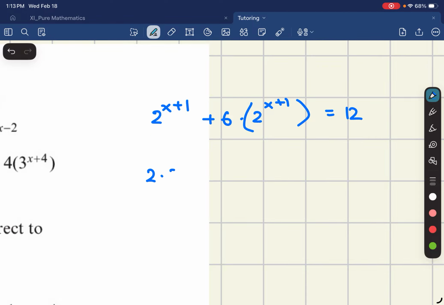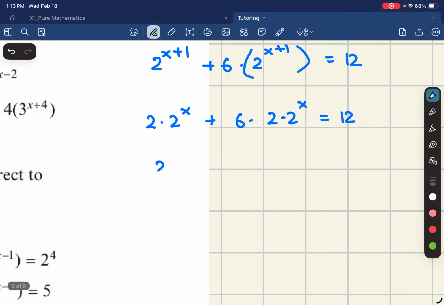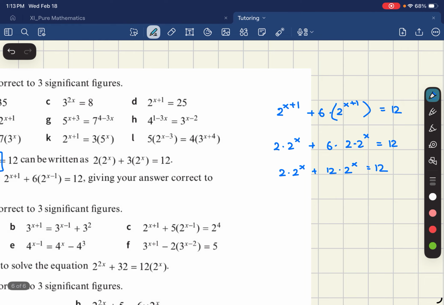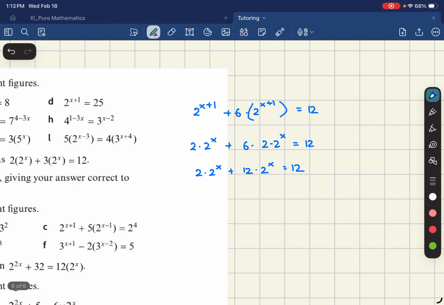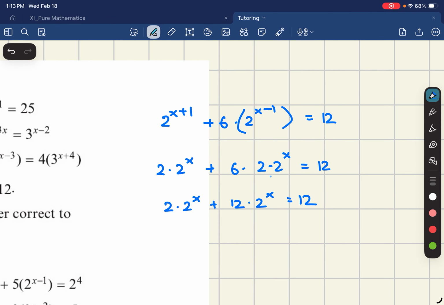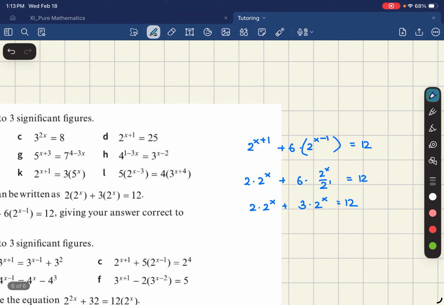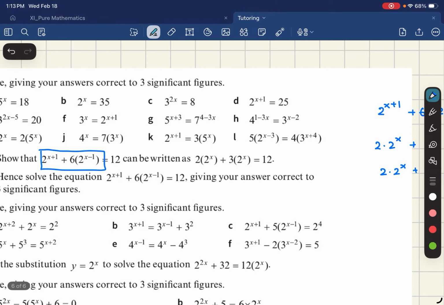So I write the first part as 2 times 2 to the power x, and I do the same with the second part, 6 times 2 to the power x. And the dot is just to represent multiplication. So finally, I get 2 times 2 to the power x plus 12 times 2 to the power x is equal to 12. Oh, because this was minus 1, I could write 2 to the power x divided by 2, right? Because this is going to be x minus 1 when you use the rules of exponents. So 6 by 2 is going to be 3. So 2 times 2 to the power x plus 3 times 2 to the power x is equal to 12. So we have shown that.